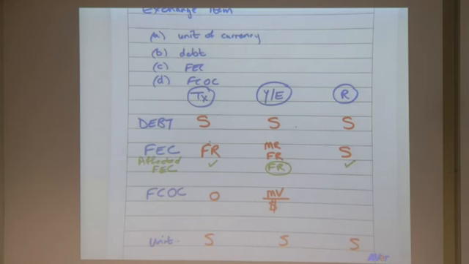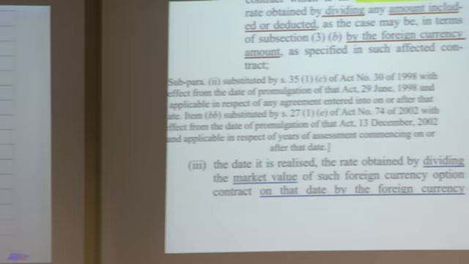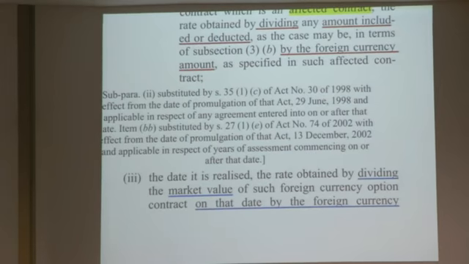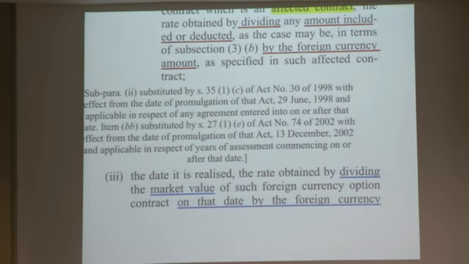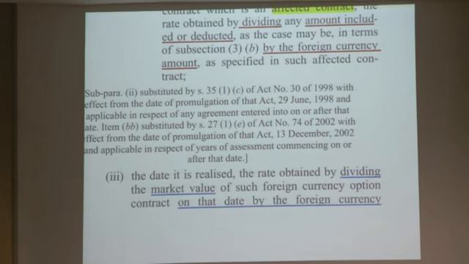If you go to the bottom one, it says that on the realization date, we're going to do the same thing. We're going to determine the market value on that date, which is now the realization date, and we're going to divide the market value by the foreign currency amount. Everybody with me? So you see where it is in the legislation? It's market value divided by the foreign currency amount.